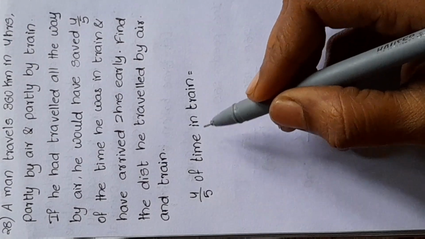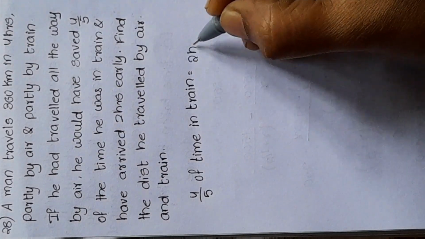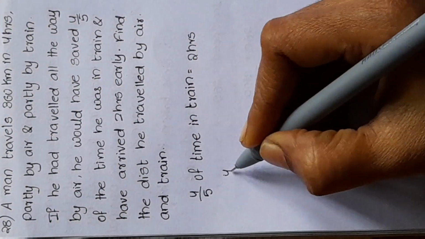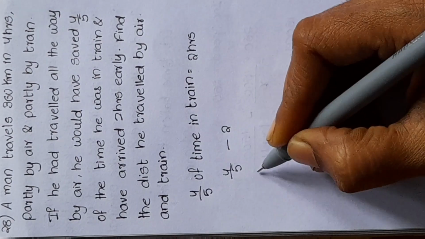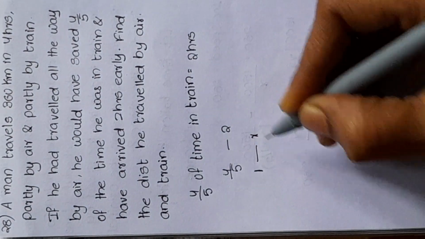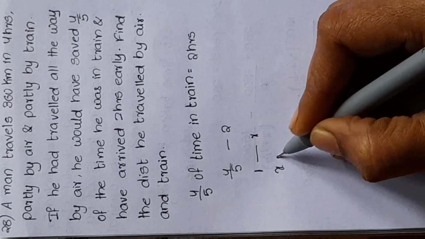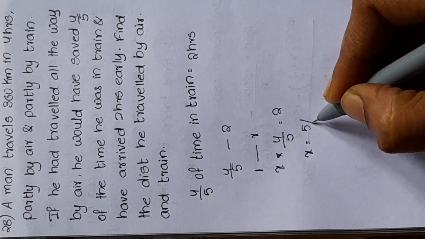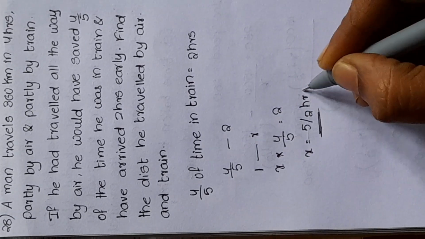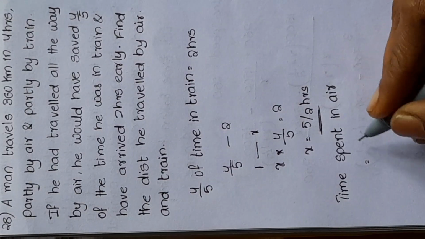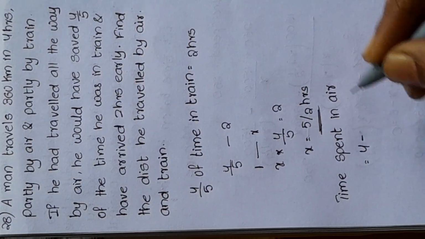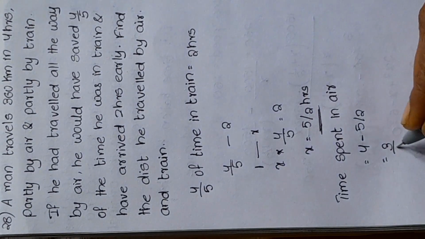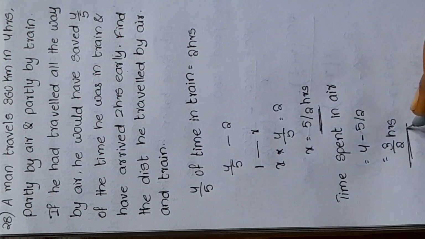Here 4/5 of the time in the train is equal to 2 hours. That is, he came 2 hours early. If 4/5 of the time is equal to 2 hours, then let the total time in train be x. So x into 4/5 is equal to 2. x is equal to 5/2 hours. The time spent in air is 4, that is total time, minus the time spent in the train, that is 5/2. We get 3/2 hours as the time spent in air.